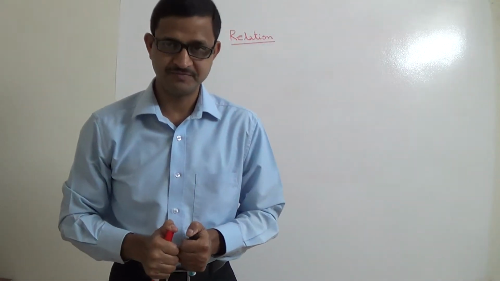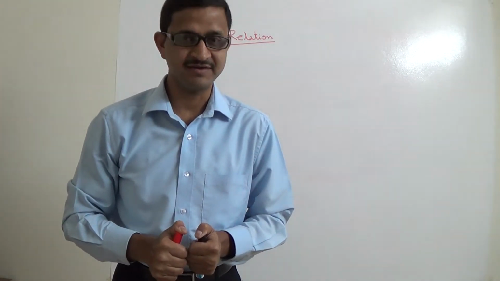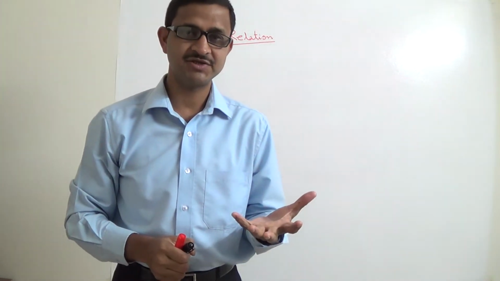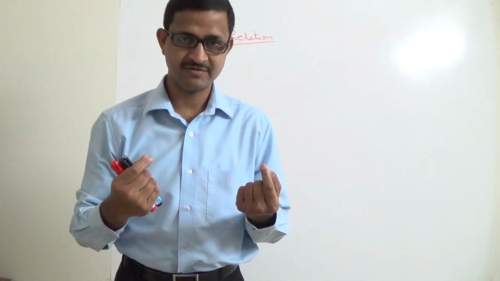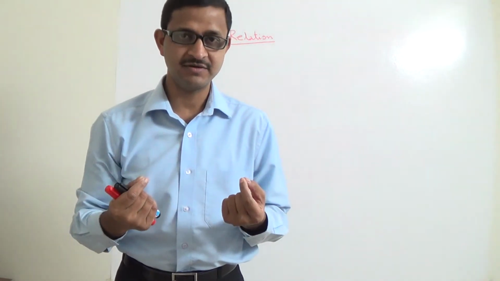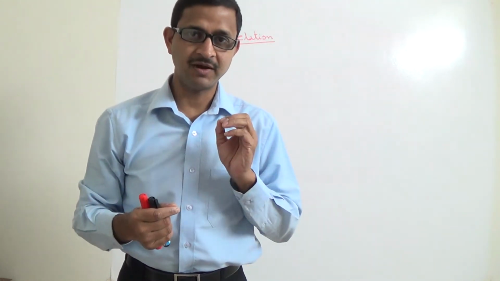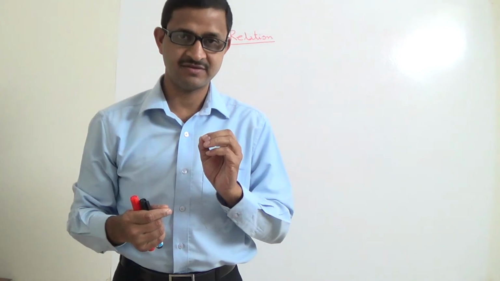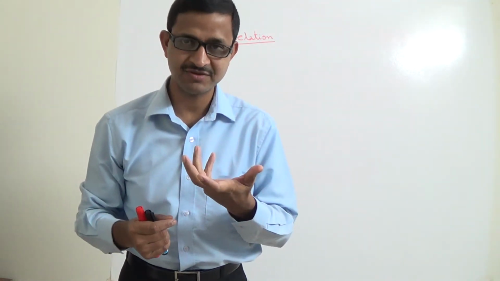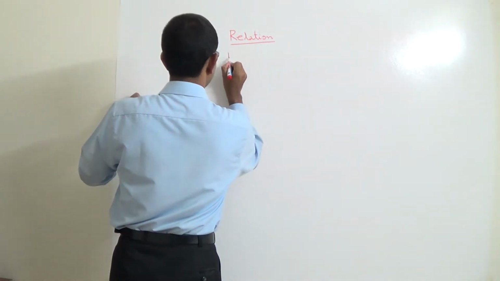A binary relation is applied to a single set S. Earlier, in the definition of relation, we needed two sets like S and T. Now, in the case of a binary relation, we need only one set. So a binary relation on a set S is a subset of the Cartesian product S cross S.